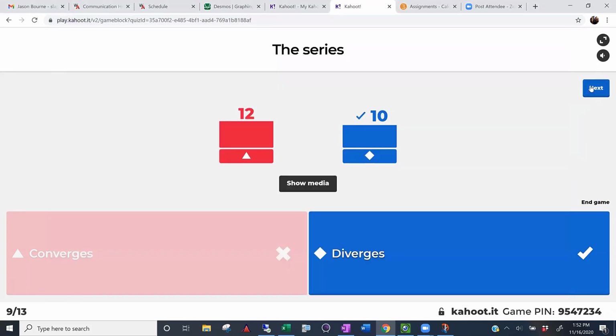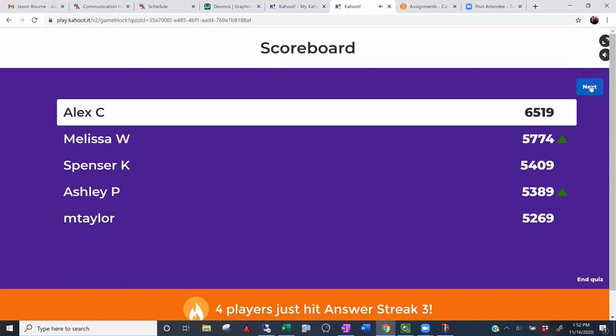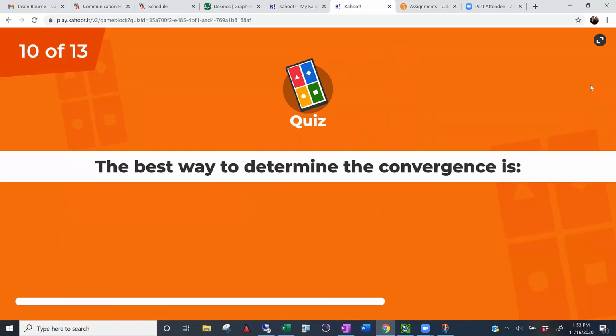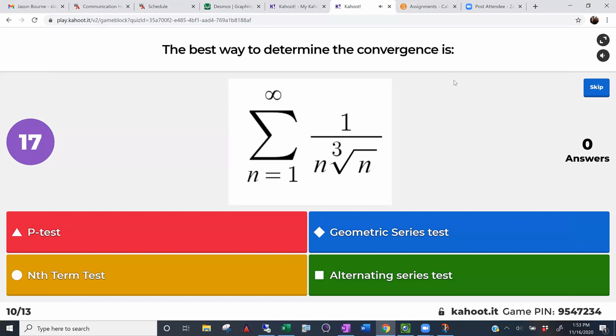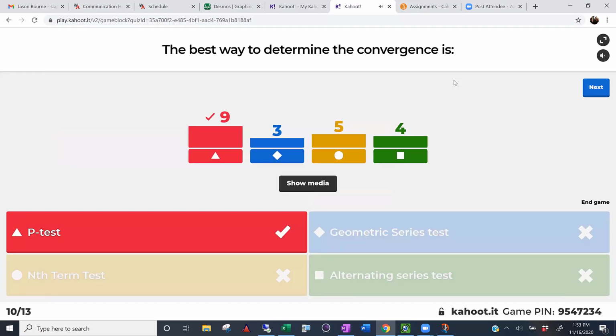Let's see where that puts us. Wow, another major shakeup. Matt's still hanging on. All right, Melissa, well done. Moving up. Ashley moving up. Alex, got a lead you're building up there. Good job. Okay, a couple more. Wow. Kind of a wild spread around the board on this one.